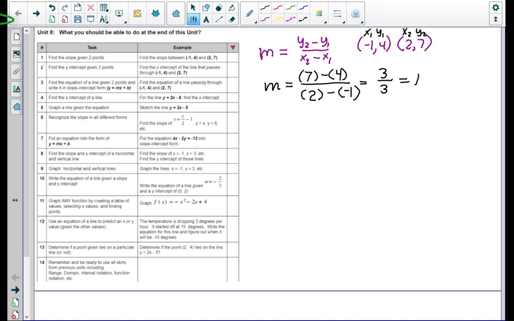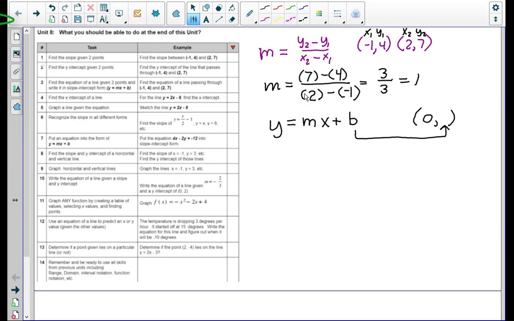Find the y-intercept of the line that passes through -1, 4 and 2, 7. All right, so in order to find the y-intercept, we need to find b, which is the y value of the y-intercept, and we're going to use y equals mx plus b. So we're really looking for b here, and when we find b, we're going to write the y-intercept like this. Okay, and b is going to basically go in here. All right, so really step 2 and step 3 are the same.